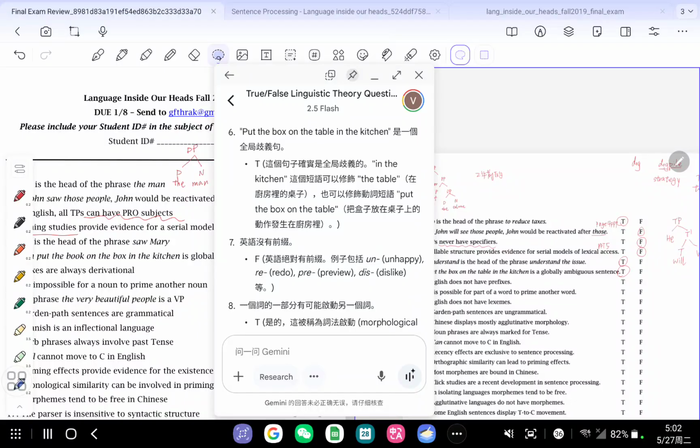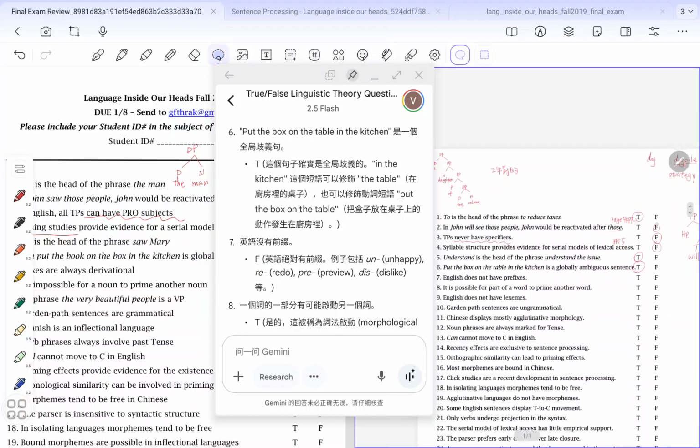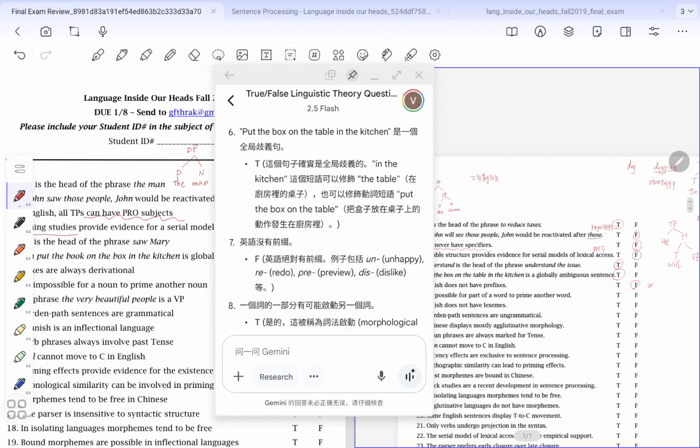7. English doesn't have prefixes. True or false? Any true? No? False? Great, some false. Give me an example of a prefix in English. Give me an example of a word in English that has a prefix. Undo. Recharge. Detox. Yeah.